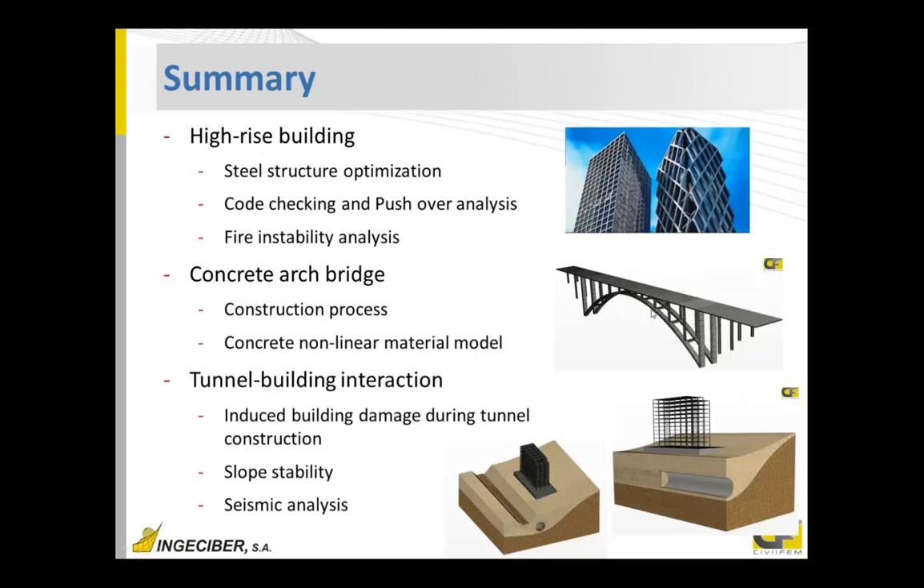We will see all these capabilities with three examples: a high-rise building, where we will try to optimize the steel structure with two different structure types. The classical one with vertical columns and horizontal beams, and different crosses to resist lateral loads, and a new structure with a diagonal grid, to compare both results. With code checking, pushover analysis, and also fire instability analysis.